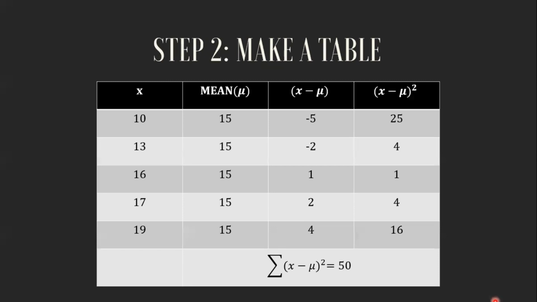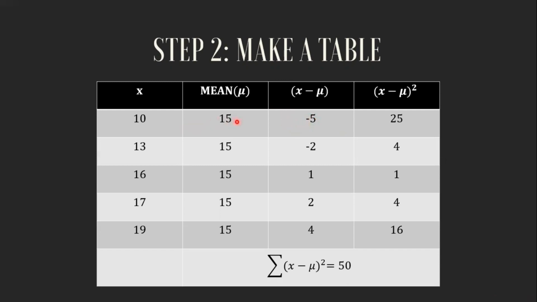Step 2, we need to make a table. The first column contains all the values of the dataset or values of x. In the second column, we will input the value of the mean, which is 15. In the third column, we will solve for x minus mean. And the fourth column contains the values of x minus mean squared. Let's solve one by one, starting with the third column, x minus mean.